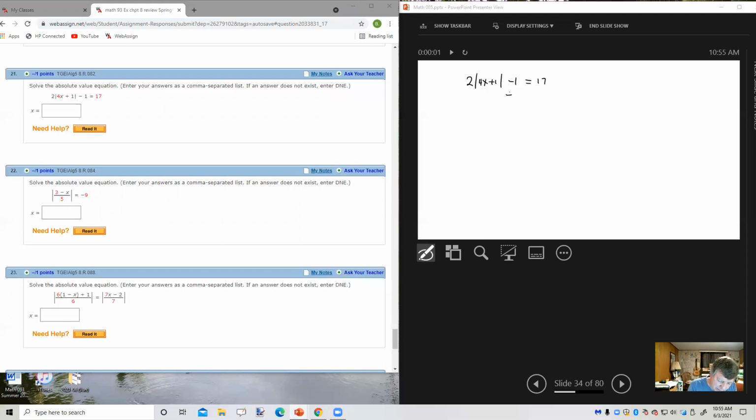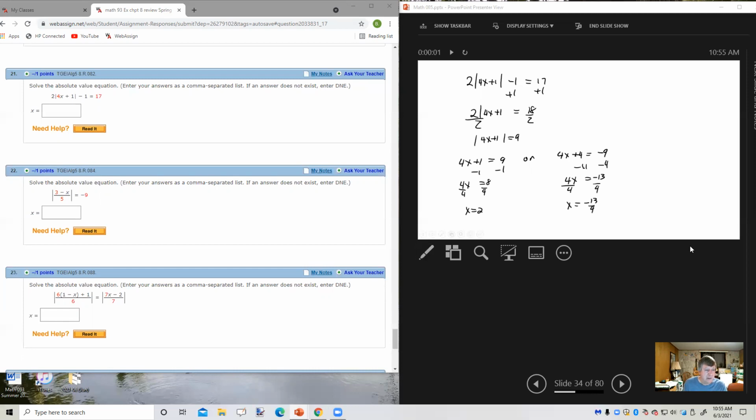absolute value. So we're going to add 1 to both sides. Then we're going to divide both sides by 2. Now we're going to take it and split it up. We're going to say 4x plus 1 either equals 9, or 4x plus 1 equals the opposite of 9, or negative 9. Solving both equations, subtract 1 from both sides, divide by 4, x equals 2. Here, subtract 1 from both sides, 4x equals negative 10.